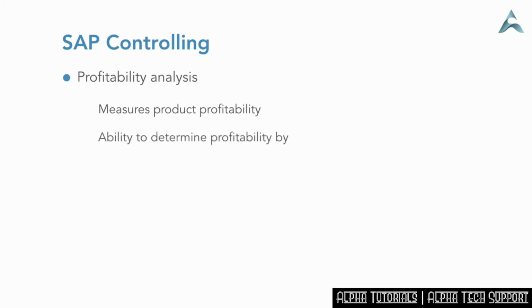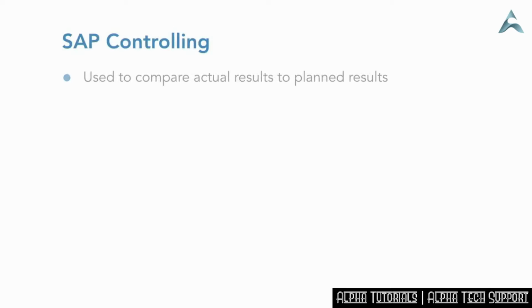Finally, profitability analysis measures the profitability of the products or services offered, and it helps to make pricing decisions. A key feature is the ability to determine profitability by geographic region or country, distribution channel, or how profitable a single customer is. The controlling module as a whole is used to compare actual results to planned results. It uses future planning and projections to make better informed management decisions.